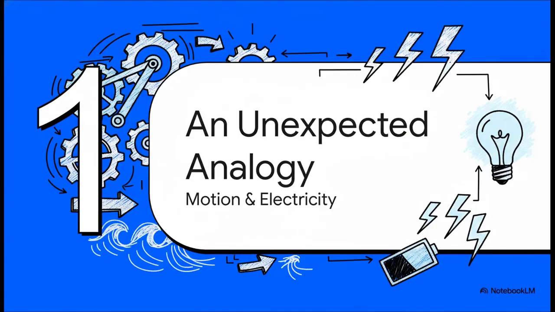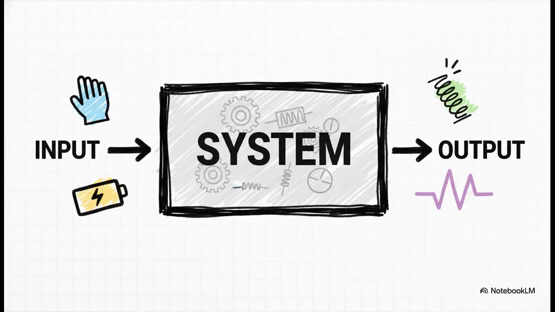So, how is this even possible? How can something that physically moves and something that flows with electricity be described in the same way? Well, the answer is in this really powerful engineering tool that lets us focus on a system's behavior, not its physical parts. And that tool is called a transfer function.